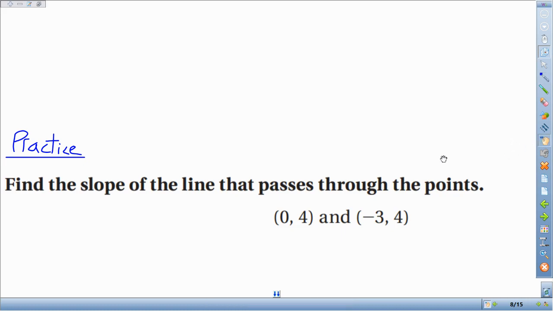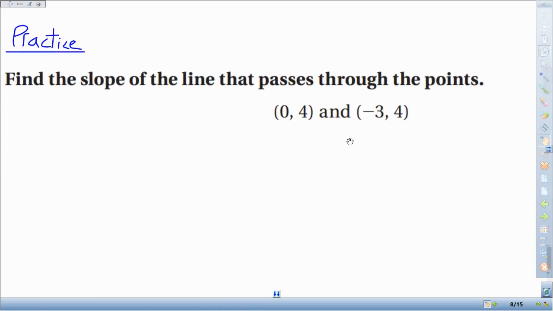All right. So I'm going to have you guys try one of these on your own. Go ahead and plug these into the slope formula. See what you get.